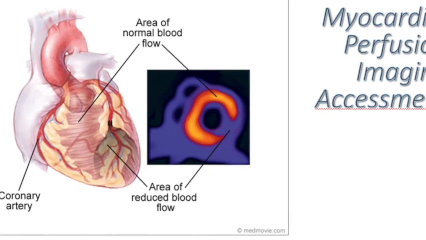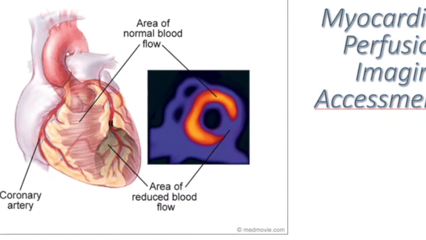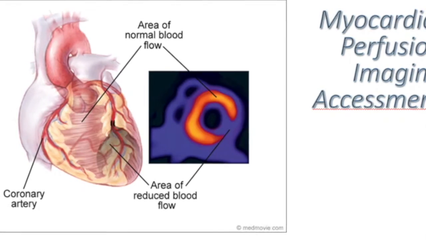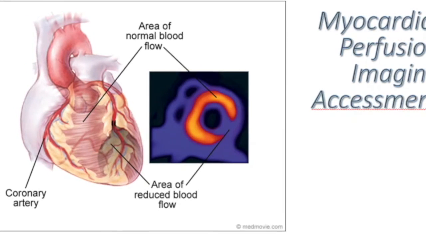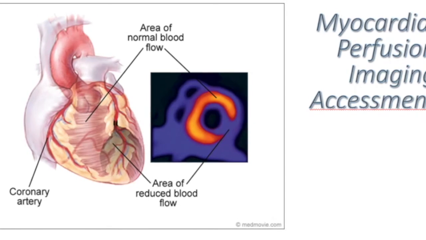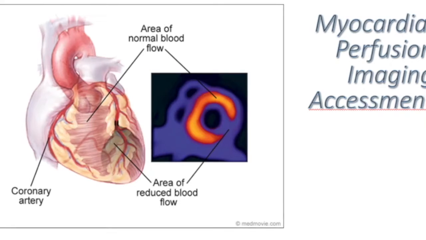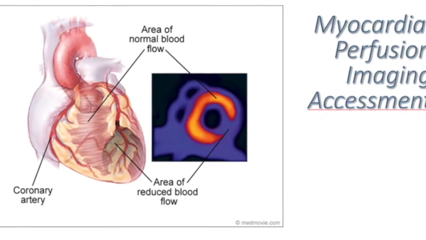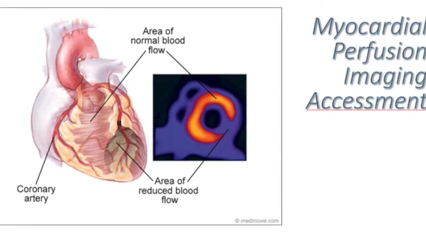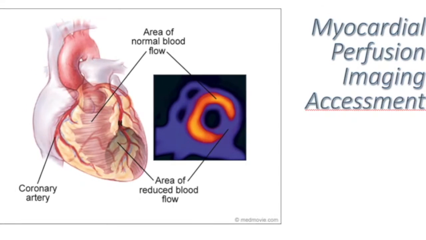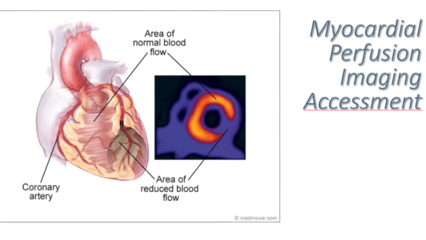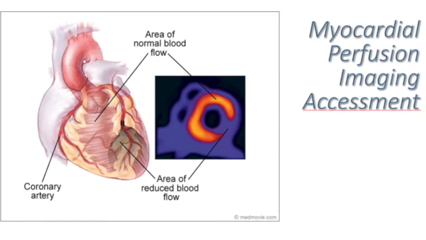MPI is a non-invasive imaging test that will show you how well the blood flows through your heart muscle by using heavy element radioisotopes such as thallium-201. It can show the area of the heart muscles that aren't getting enough blood flow, and it also can show you how well the heart muscle is pumping. This test is often referred to as nuclear stress test.